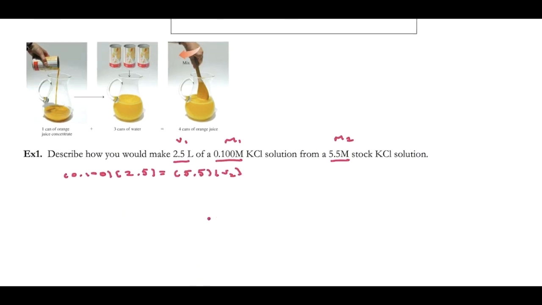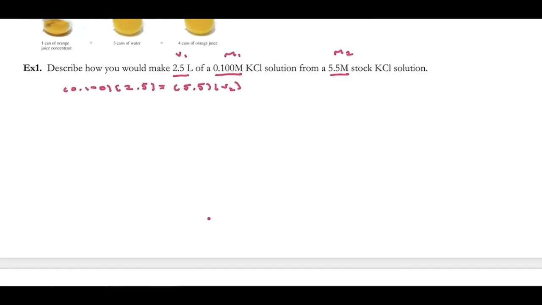And for my V2, let me scroll down. For my V2, I get 0.0454. And my units are liters. Let's figure out sig figs quickly. 2.5 has 2 sig figs. 1.00 has 1, 2, 3 sig figs. So I want 2 sig figs here. So this is going to be 0.045 liters. Keep in mind, I know this is liters because my unit for volume here was in liters.